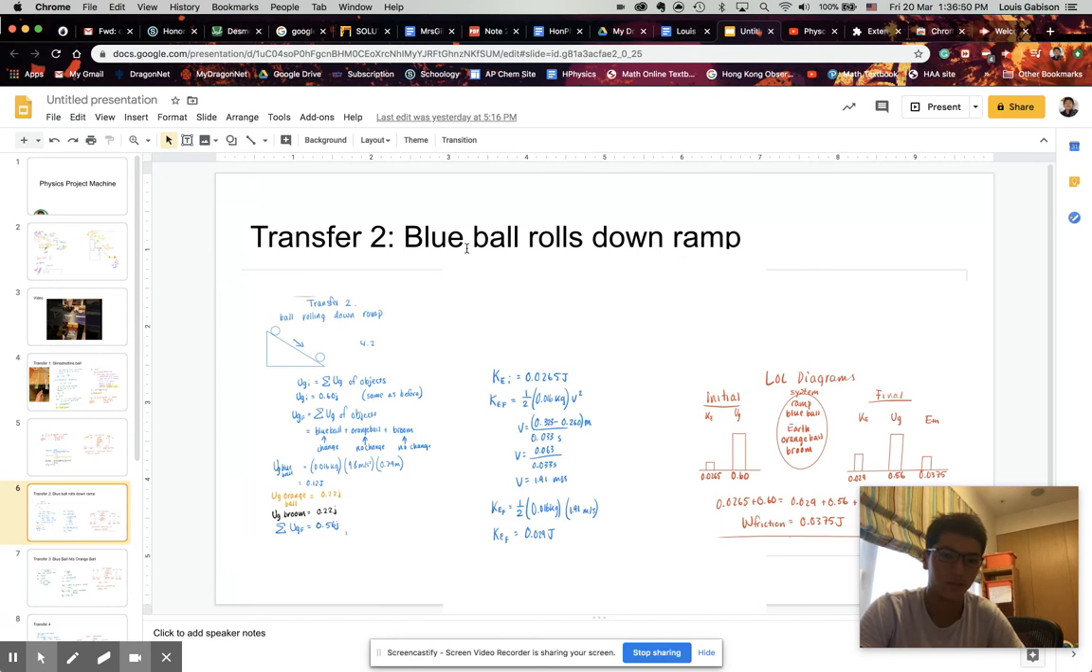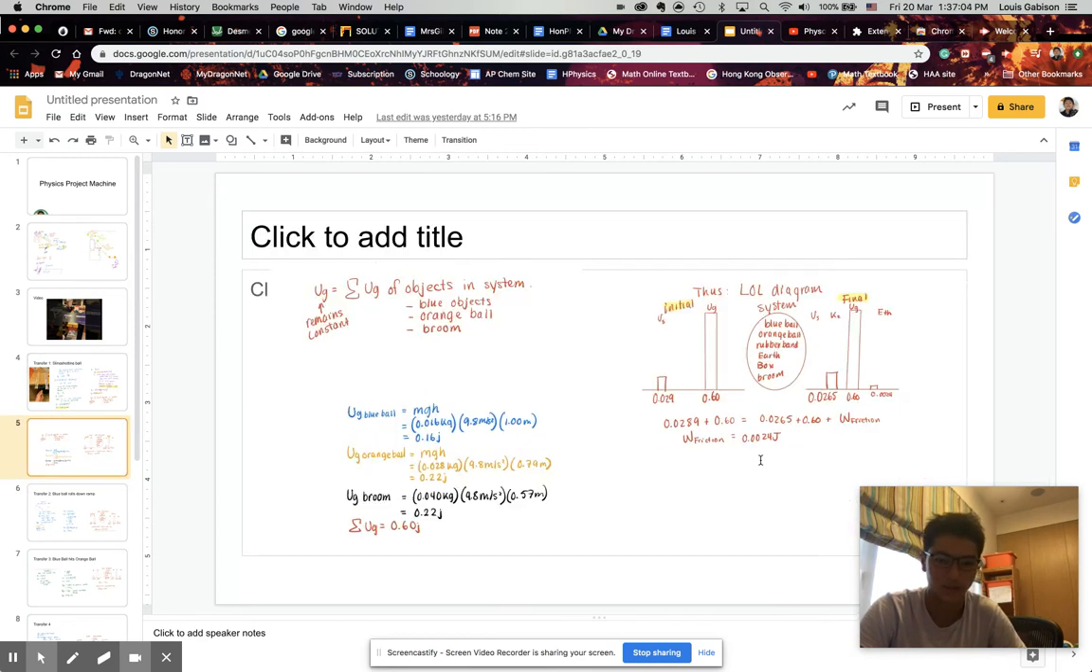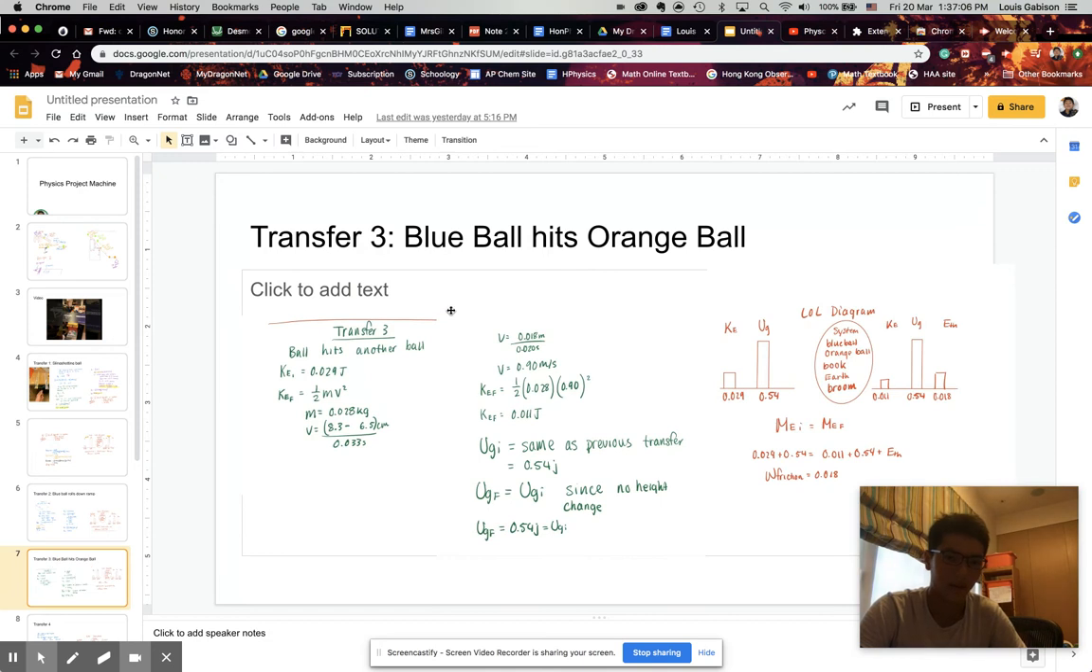So transfer 2 was when the blue ball rolls down the ramp. Again, I used video analysis to find the velocity, and I calculated the height with a measuring tape for the MGH. So friction here was 0.0375 joules. Oh, and over here it was 0.0024.